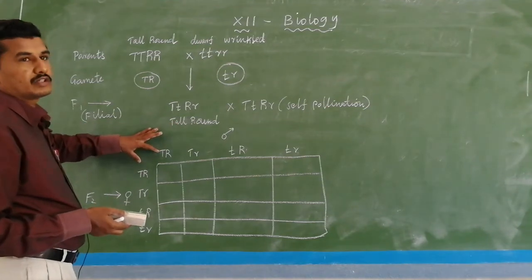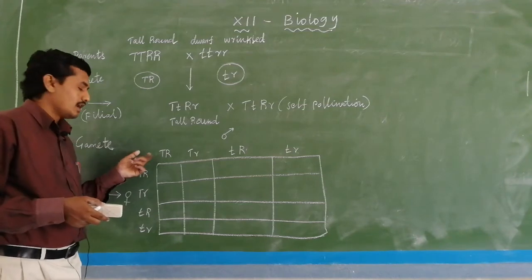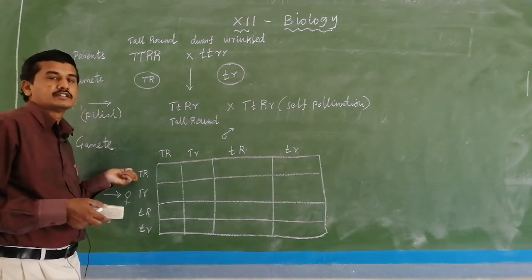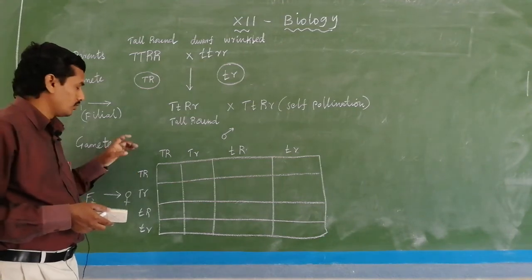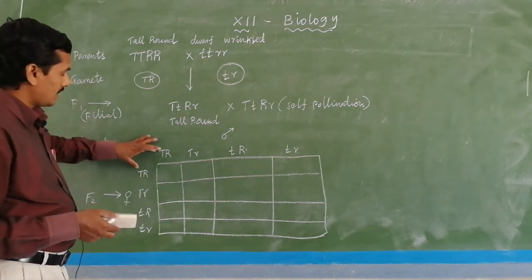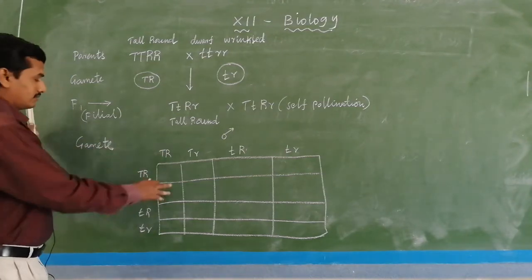Okay, so we multiply the male and female gametes fused together. Male gamete means what? That is the pollen grain. Inside the pollen grain only male gametes are present, and the female gamete means the egg. Inside the ovule, the egg is present. So we fertilize the male gamete and the female gamete to form the F2 generation. This is actually the F2 generation.